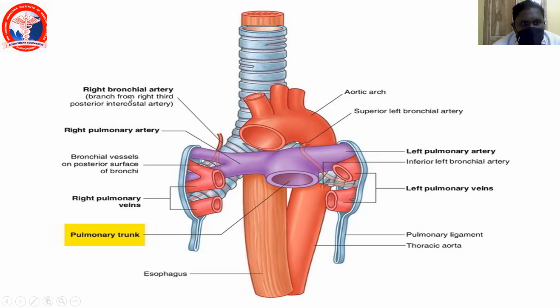This is the right bronchial artery branch from the right bronchial artery. This is an important MCQ which they will ask. A right bronchial artery, left bronchial artery. The right bronchial artery arises from the branch from the right third posterior intercostal artery. Right third posterior intercostal artery gives rise to right bronchial artery. The left bronchial artery arises directly from the aorta.